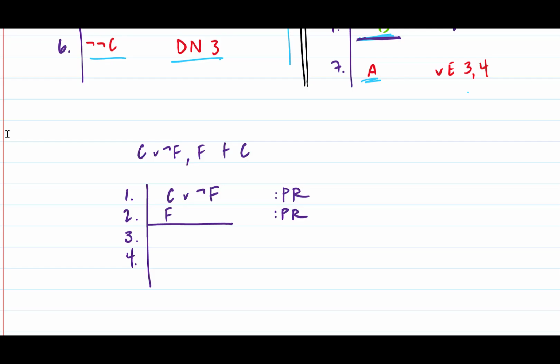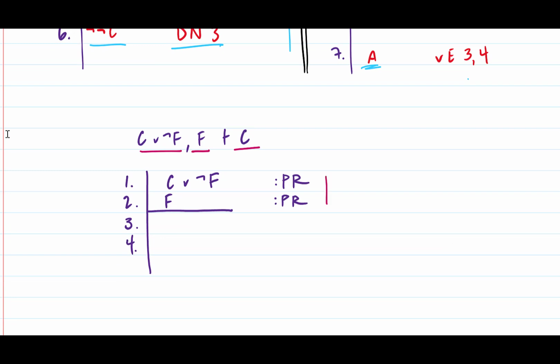Okay, this is the argument that I want to show you. So we have two premises, C or not F, and then the second premise is F, and our conclusion is C. So I've got it started here.